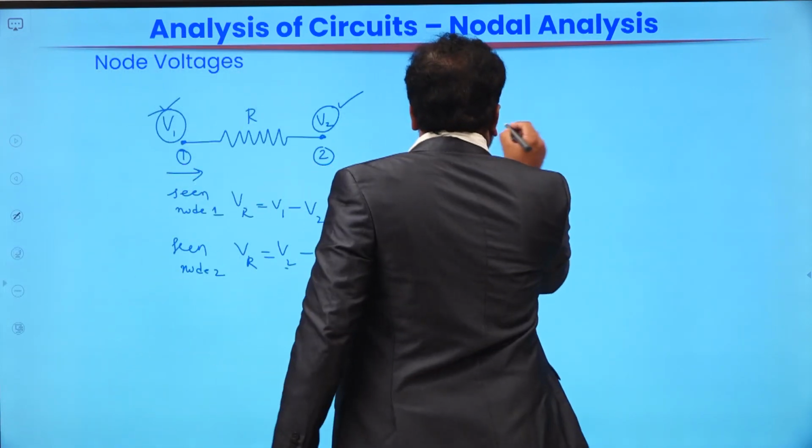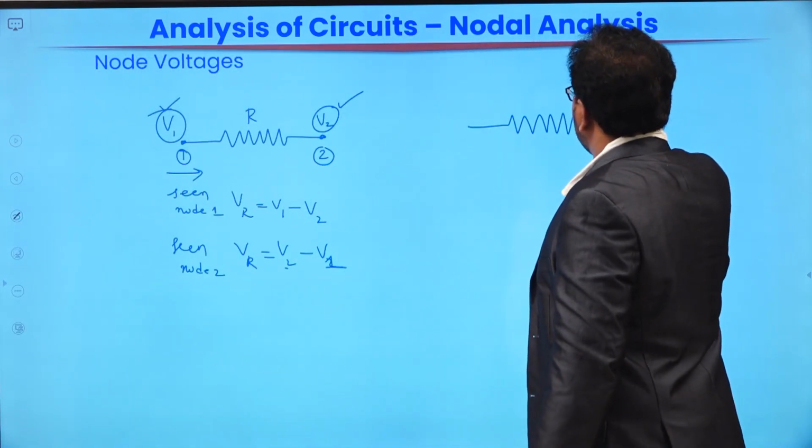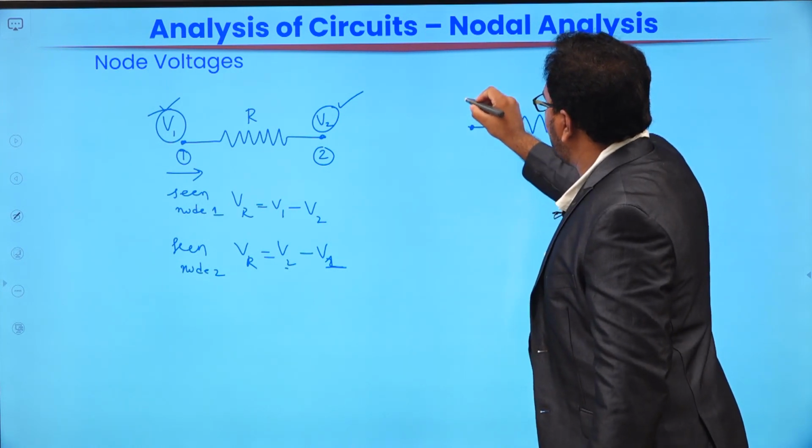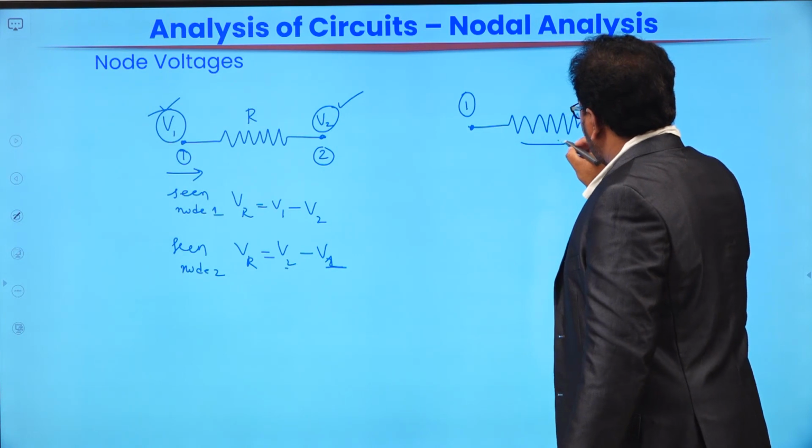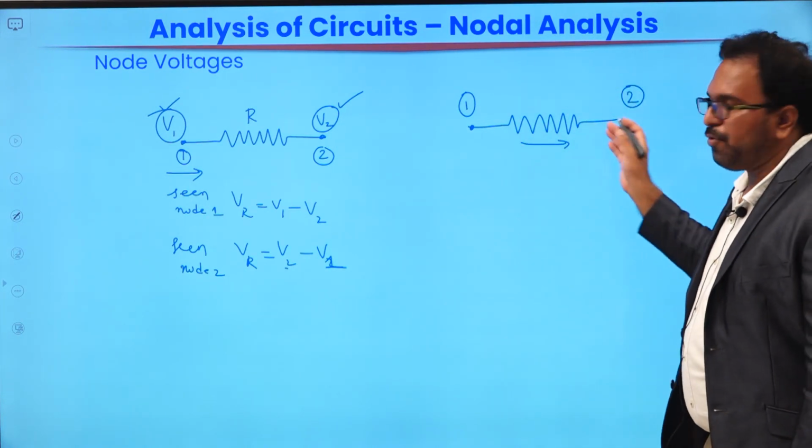How will you calculate current? Suppose I have considered a resistor here and it is connected between two essential nodes 1 and 2. How will you calculate the current flowing in this direction, node 1 to node 2?